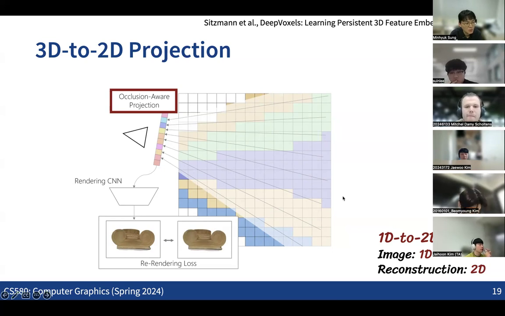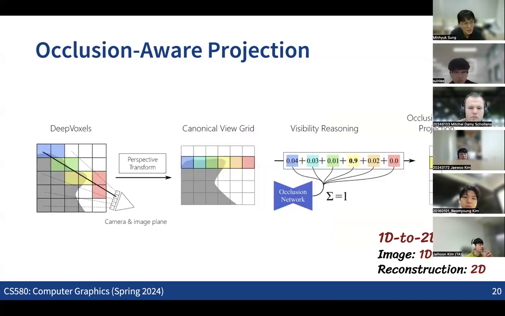One more thing is that for a typical rendering pipeline, we also need to consider occlusion, right? If there is a real solid object in this 3D space, objects that are occluded by another object should not be considered in our projection pipeline. To mimic this occlusion, we introduce a visibility testing neural network. Once you have all these features stored for each 3D DeepVoxel, for each voxel we also predict how likely it will be visible for each ray, giving some kind of probability.